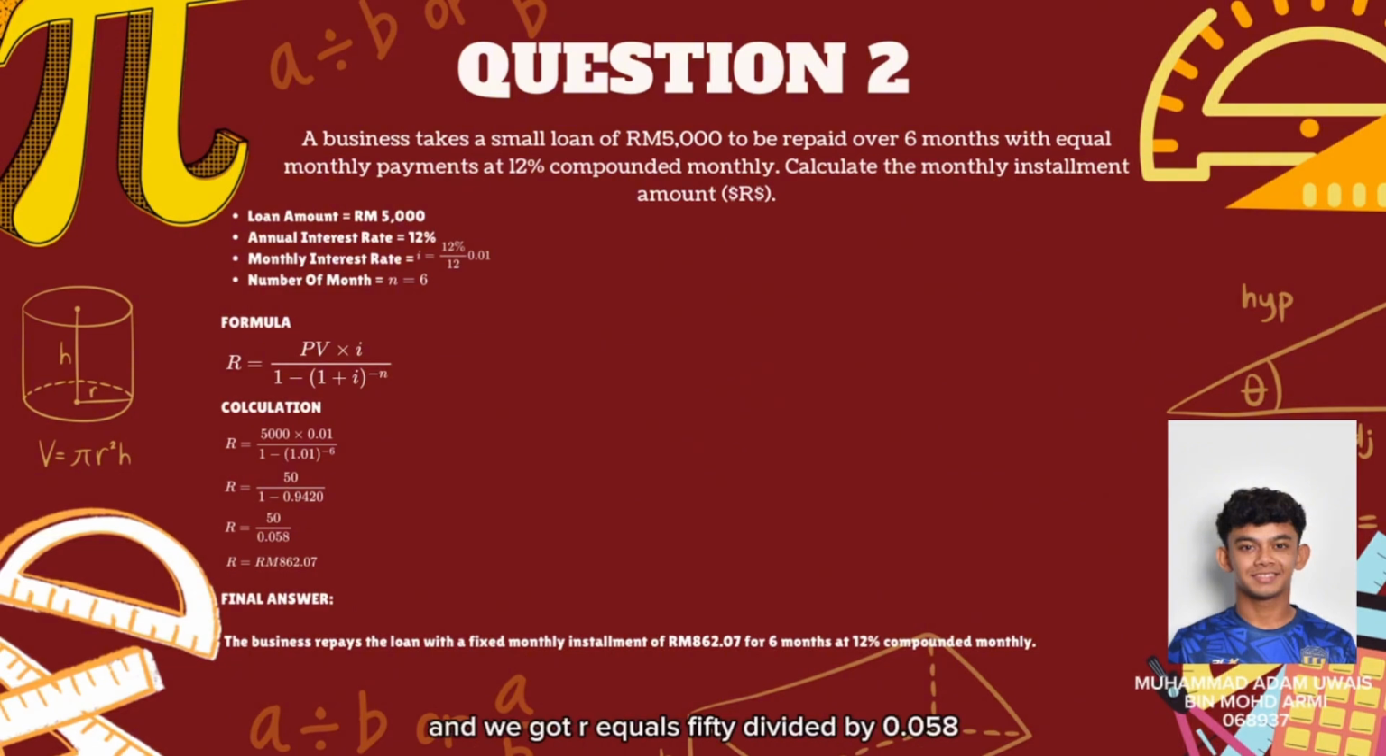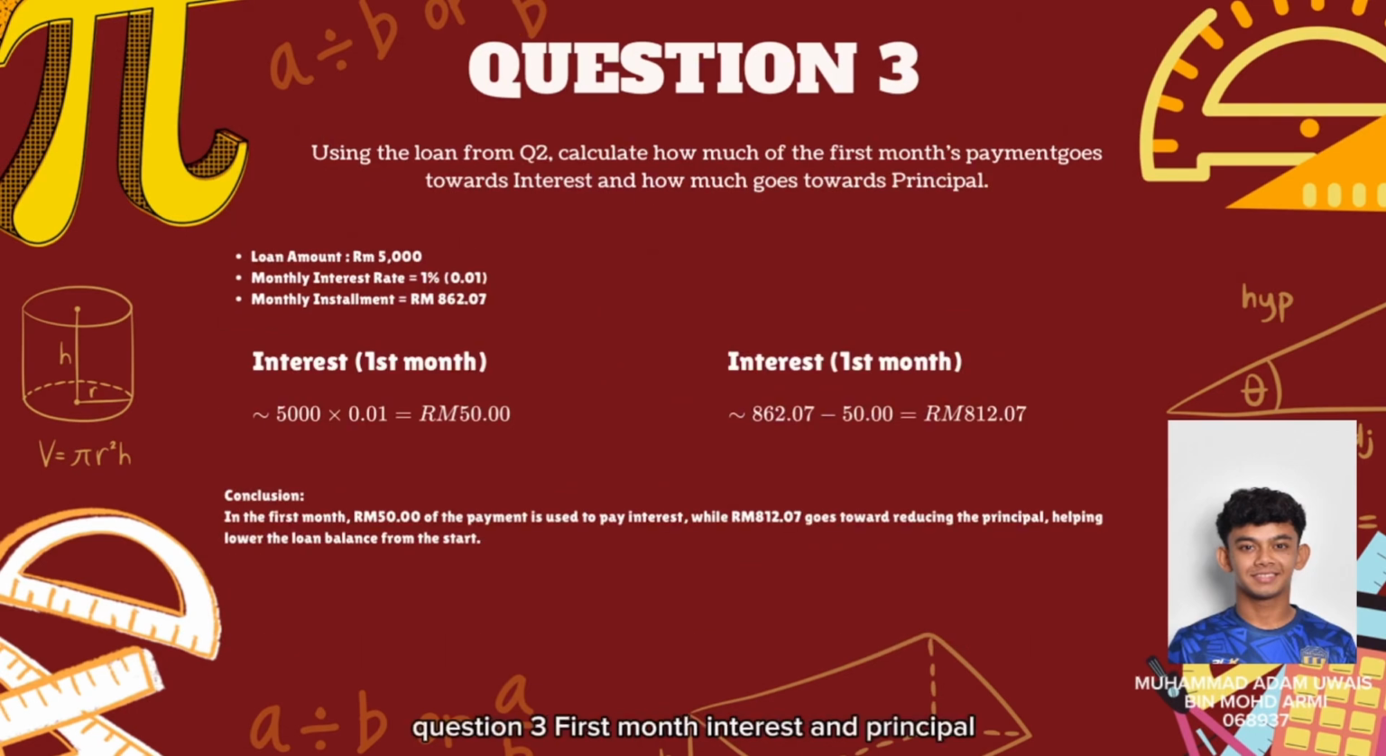We get R equals 50 divided by 0.058. The answer is Rm862.07. For the conclusion, the monthly installment is Rm862.07. Finally, question 3. First month interest and principal. We calculate how much of the first payment goes to interest and how much goes to principal. Interest: 5,000 times 0.01 equals Rm50.